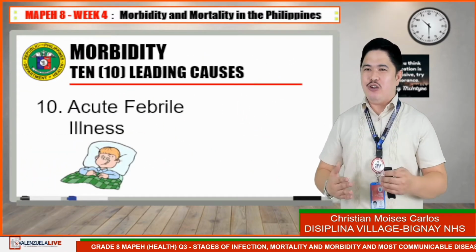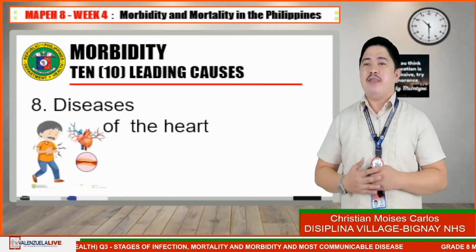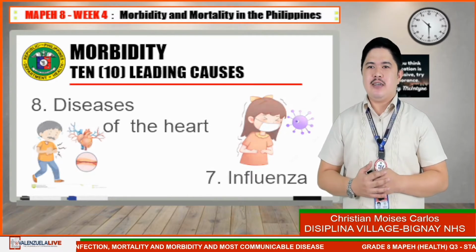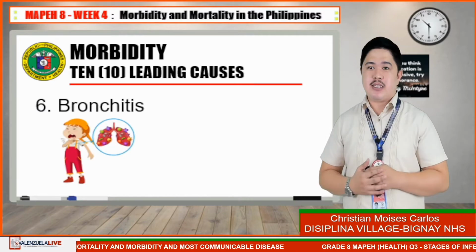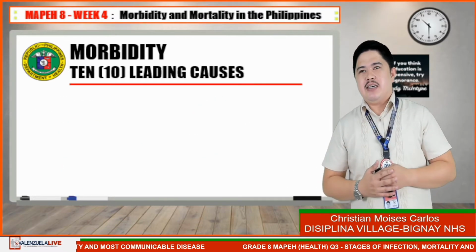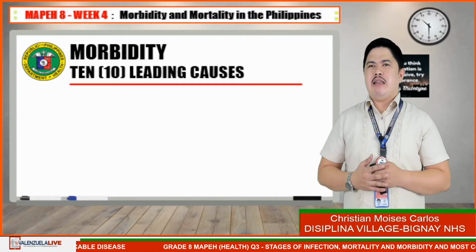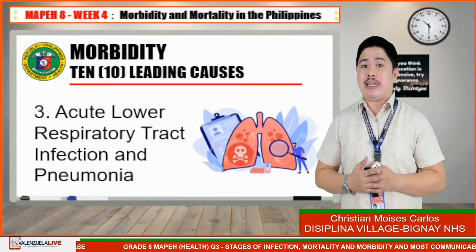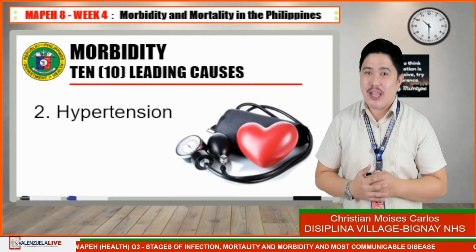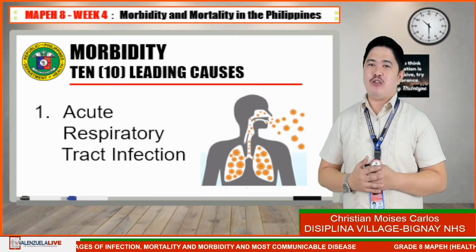Number 10, we have acute febrile illness. Number 9, we have dengue fever. Number 8, diseases of the heart. Number 7, influenza. Number 6, we have bronchitis. Number 5, we have acute watery diarrhea. Number 4, urinary tract infection or UTI. Number 3, we have acute lower respiratory tract infection and pneumonia. Number 2, we have hypertension. Number 1 is acute respiratory infection.